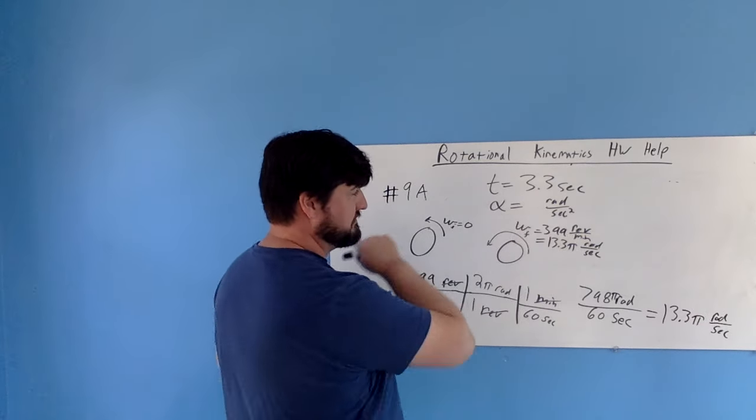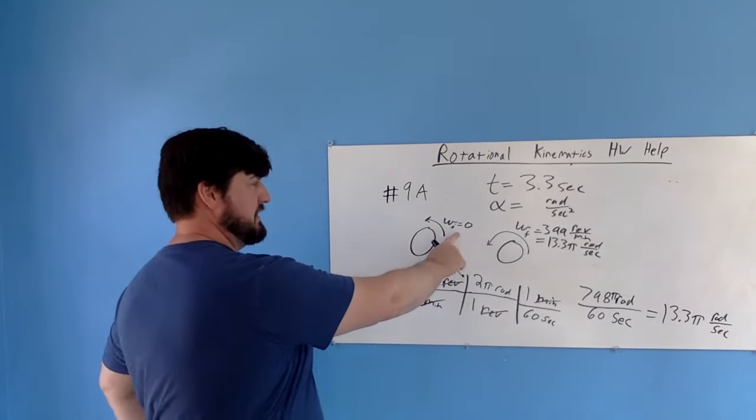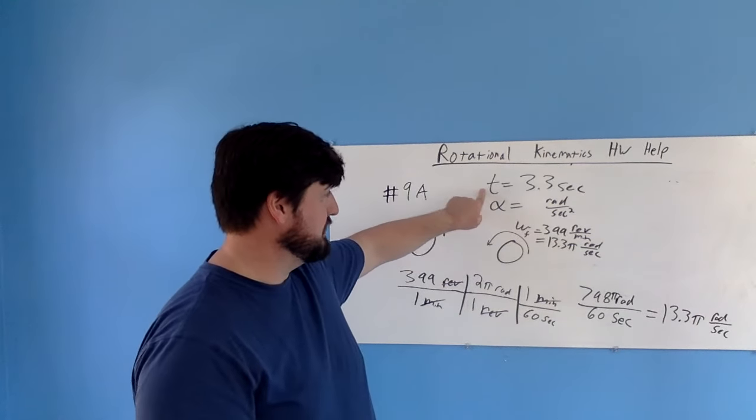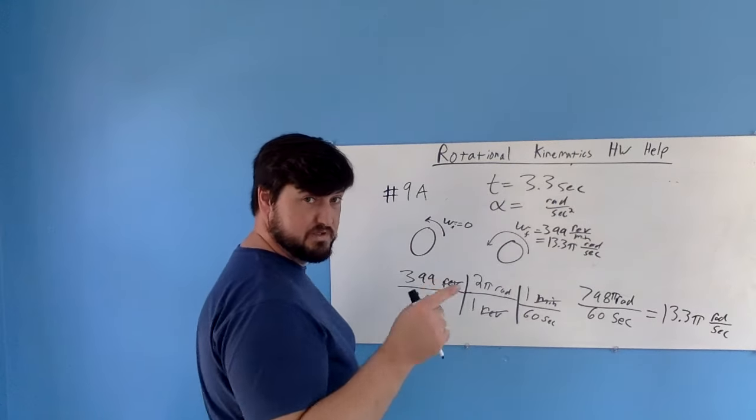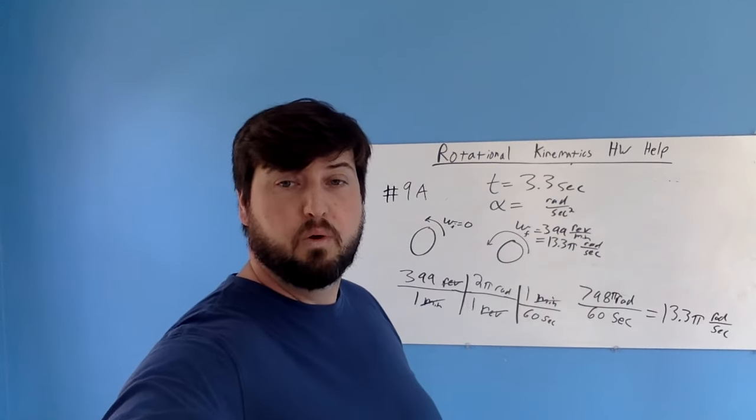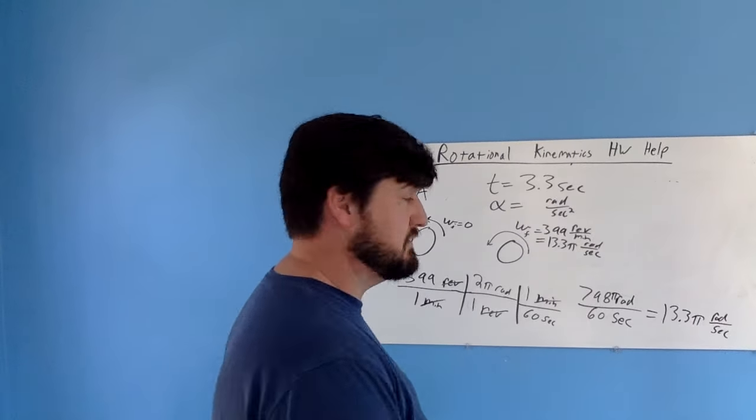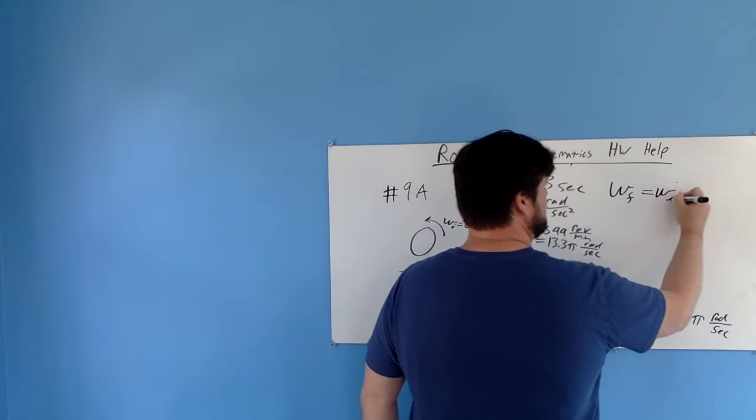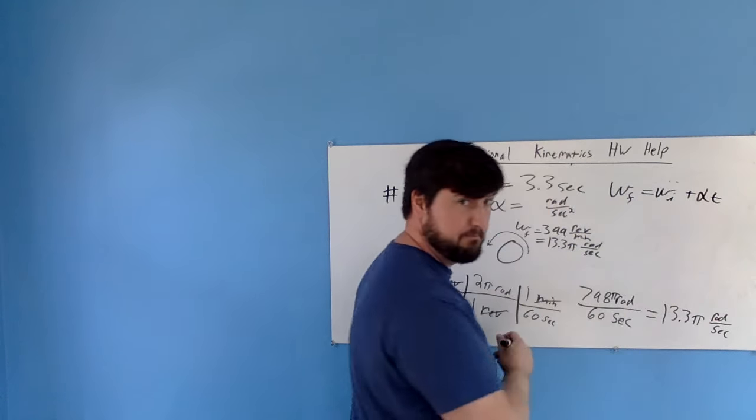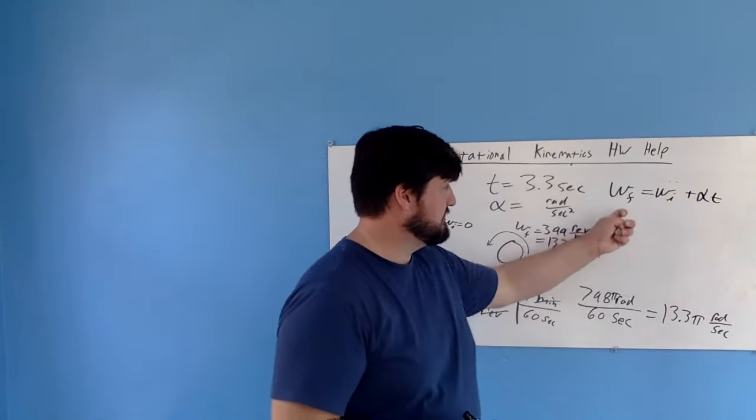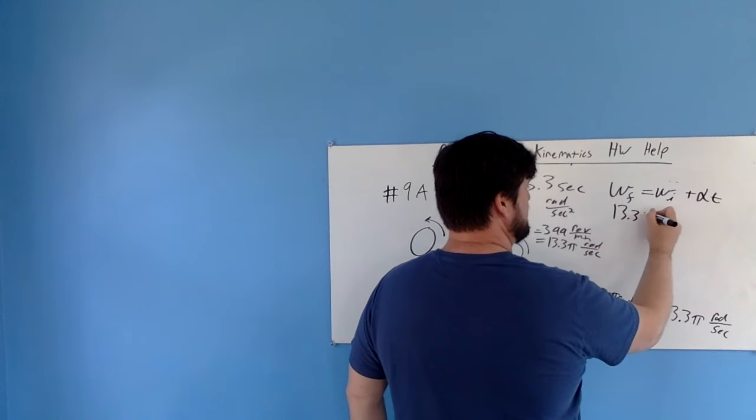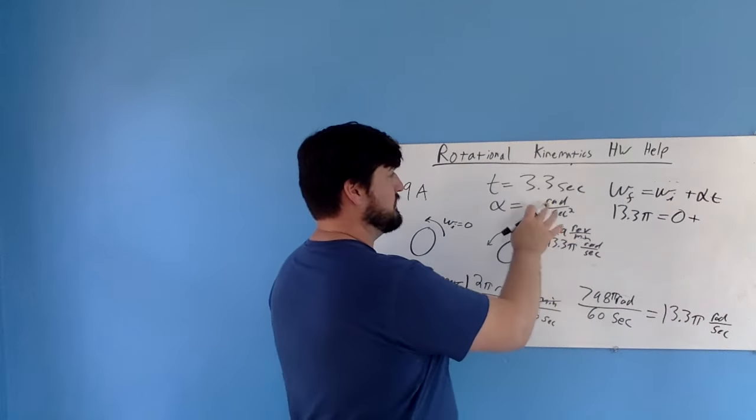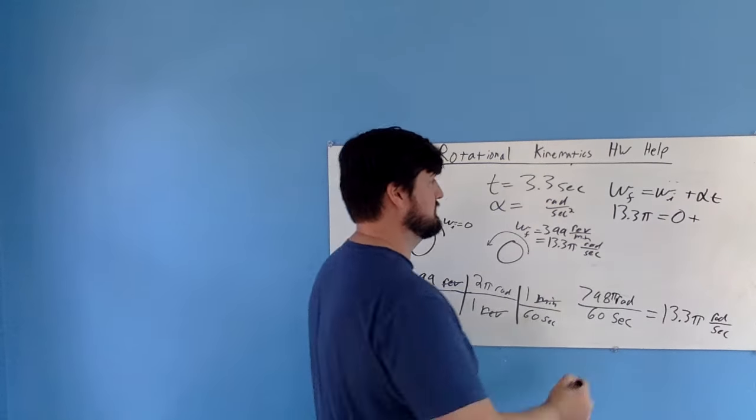And I want to find my alpha. So again, look at what we've got. We've got initial and final velocity. We want to find an acceleration, and we know time. So the best equation was one of those that we used before. What we want to use is omega final is equal to omega initial plus alpha times time. So we know this value, 13.3 pi. We know this one is 0. We don't know that, do we? That's what we wanted to find.